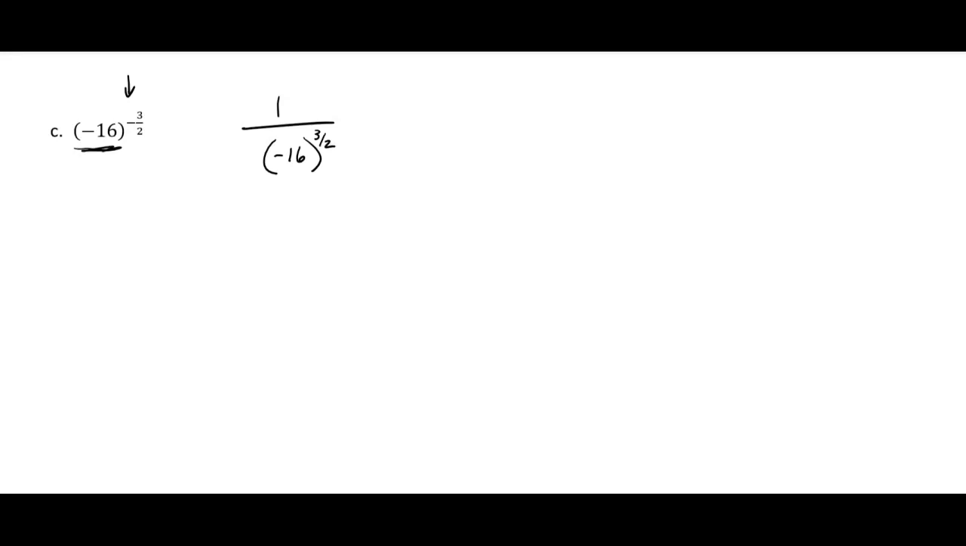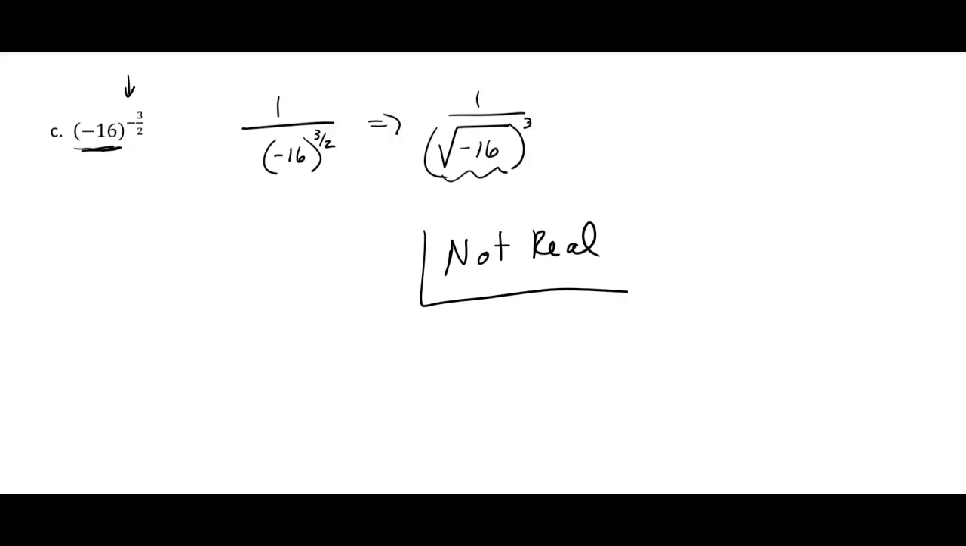So then I'm going to want to write that in the radical notation. I'm going to write it as 1 over the square root of negative 16 cubed. But I can't take the square root of a negative number, so we're going to say this is not real. Okay? So you can't take the square root of a negative number.